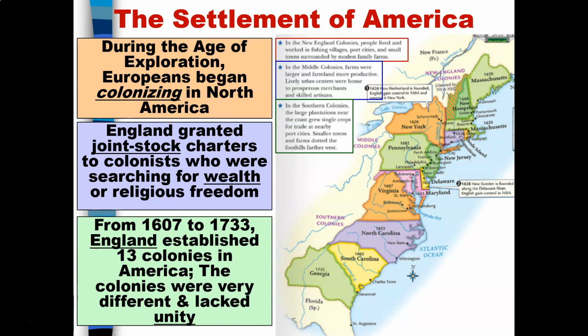As you can see here from the image to your right, these are the American colonies. These were the colonies that rebelled against England and declared themselves independent from England.